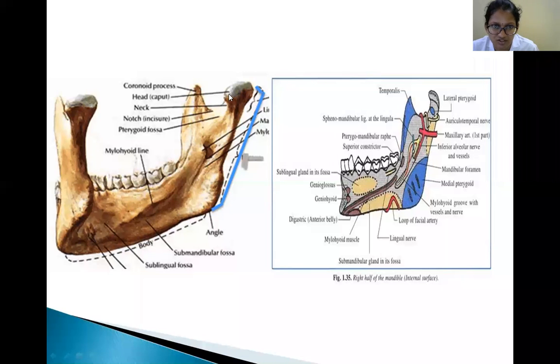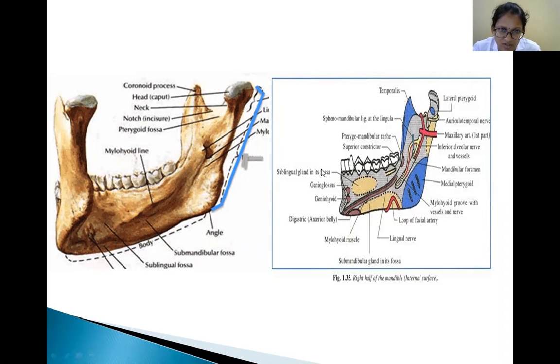This condylar process is expanded side to side. It consists of a head. The expanded part is called the head. Below the head, there is a constricting part, which is called the neck. The head articulates with the temporal bone to form the temporomandibular joint.